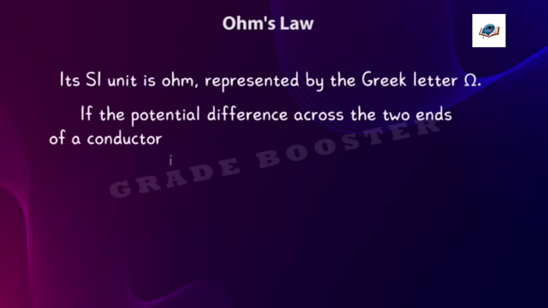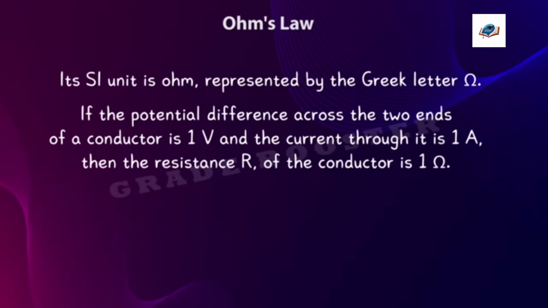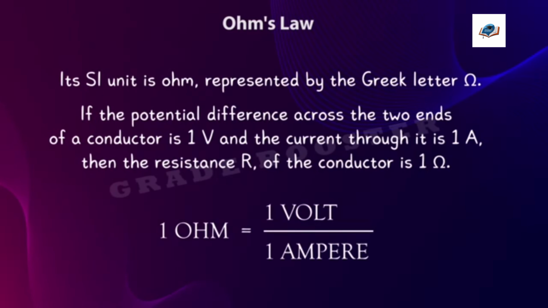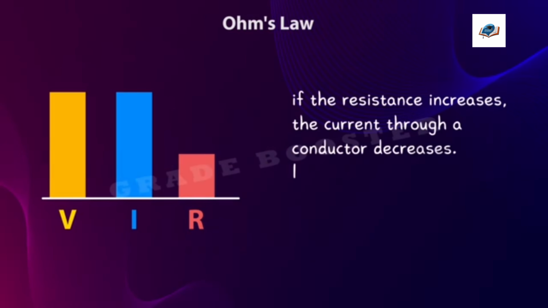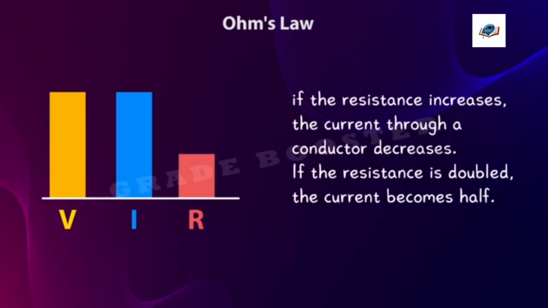If the potential difference across two ends of a conductor is 1 volt and the current through it is 1 ampere, then the resistance R of the conductor will be 1 ohm. That is, 1 ohm equal to 1 volt by 1 ampere. If the resistance increases, the current passing through the conductor decreases. If the resistance is doubled, the current becomes half.